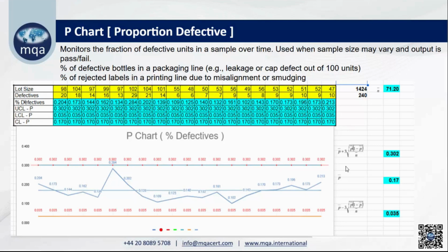So we get P bar. N is the number of batches. This is the formula, P bar plus or minus.